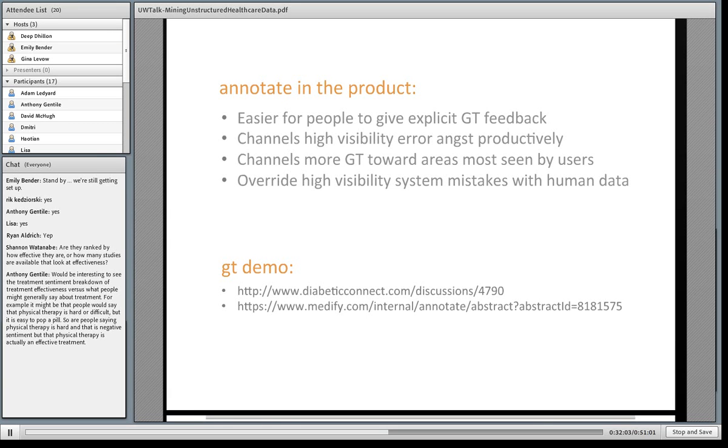So we follow this combination of supervised and unsupervised. Unsupervised learning helps us guide what we send to humans to give us supervised data, which we then train on. We found that building the ability to provide annotations into the product itself has a number of advantages. One is that it's a lot easier for people throughout the organization to give us feedback, or if we want to bring in contractors, it's easier to do that.